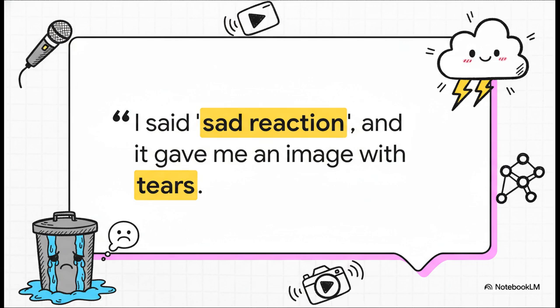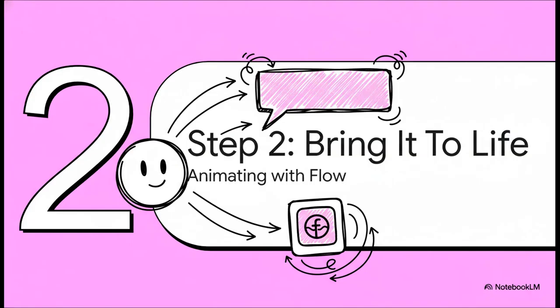And the AI's interpretation of your prompt can be incredibly powerful. The creator in our source video actually said that when he prompted for a sad reaction, the AI didn't just make the dustbin look a little down, it actually added tears to the image. That's the kind of emotional detail you can get with just the right words. All right, so we have our star character. Now it's time for step two, bringing it to life.